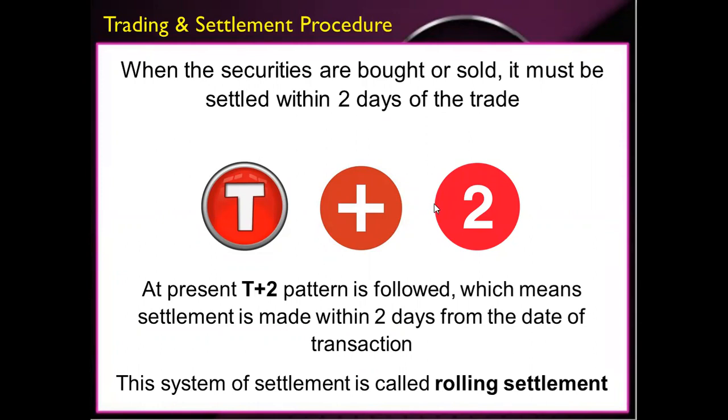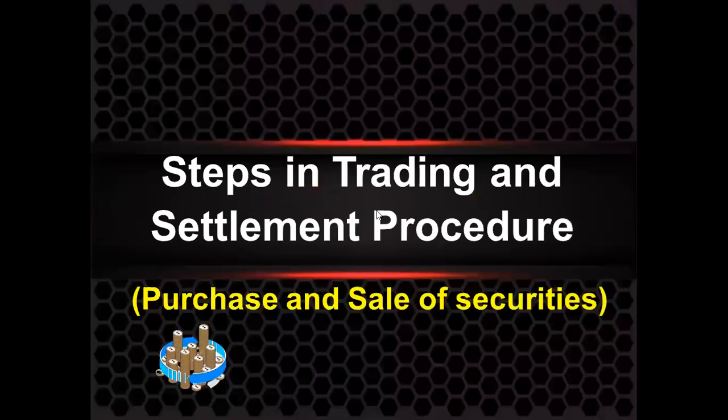T plus 2 method. That means when a security is bought or sold, all the transactions, whether a purchase or a sale, should be settled within 2 days of time. That is called a T plus 2 pattern. This is called a rolling settlement. The settlement of a stock exchange is called a rolling settlement. Remember that. So now we are proceeding to the steps.